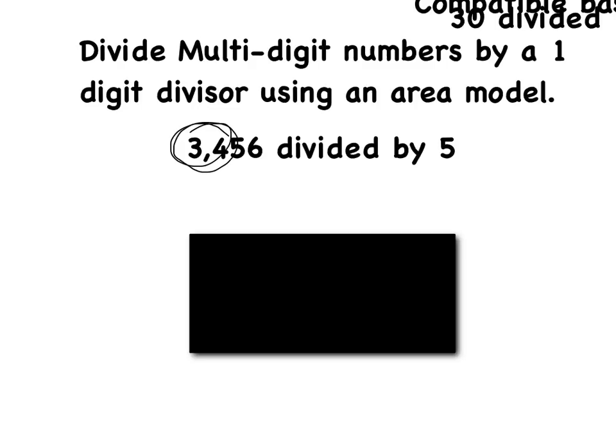So, let's get started. The first thing that I'm going to want to do is remember what area is. Area is when you take two numbers, a length and a width, and you multiply them to get what's in the middle. So the middle of this area is 3,456. We know it's inside our area. And we know that we want to multiply by 5 to get there. So what I'm going to do is take chunks at a time out of this rectangle until I get to my main number.